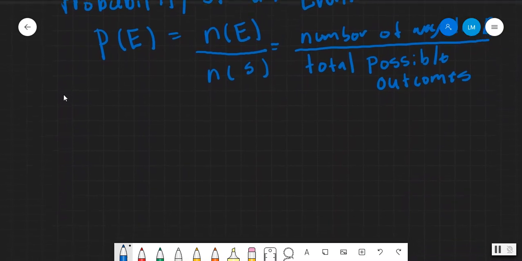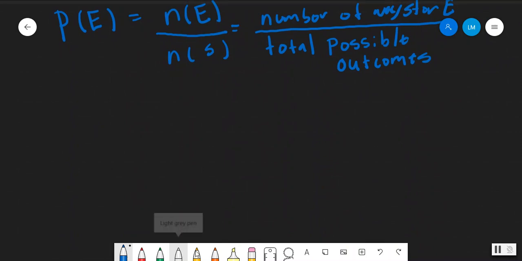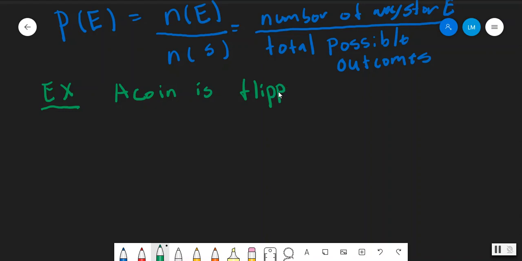Okay, so let's look at an example where we demonstrate how we can find the probability of a specific experiment. Let's say that a coin is flipped 3 times. Okay, so a coin is flipped 3 times.